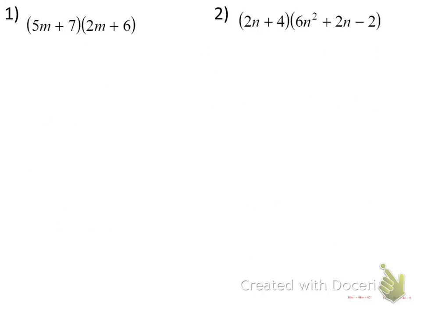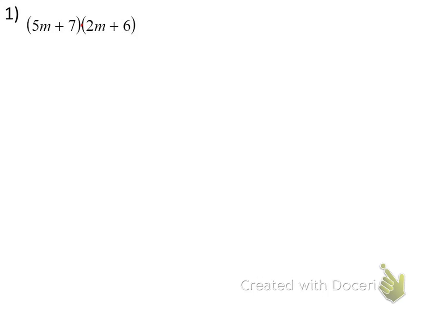Number 1, we have 5m plus 7 times 2m plus 6. Just watch right now. You will have a chance to copy this down later, I promise. We know there's a times sign between the two parentheses, because when you have a parentheses by something with no plus or minus sign, we know it's a multiply sign automatically. So, just like yesterday, we're going to multiply each term across.